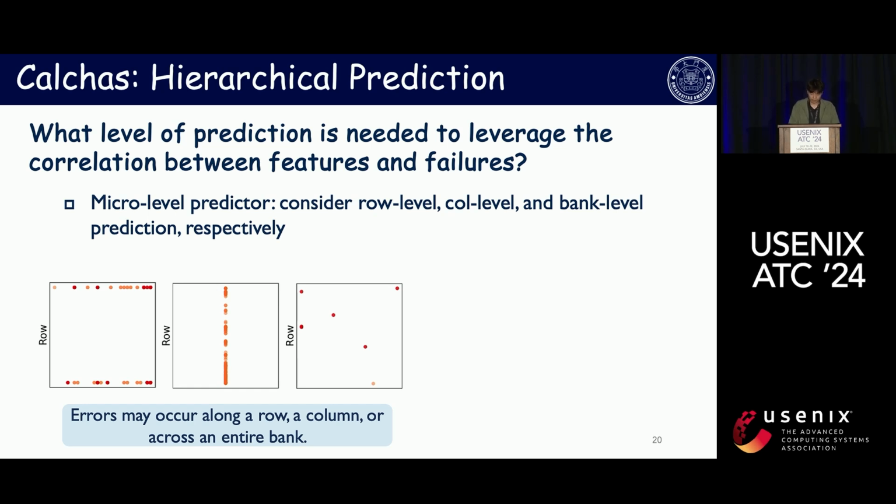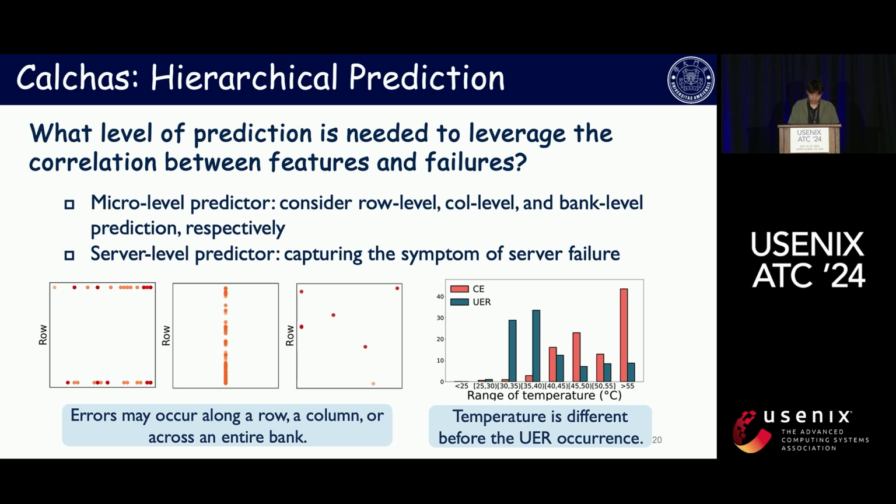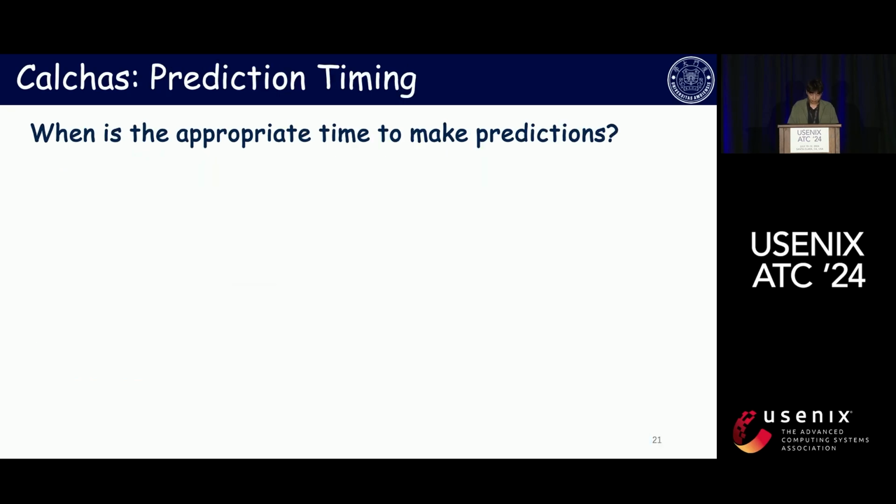In our analysis, we also find the power of the server and the temperature collected from the MPU have a correlation with HBM errors. To capture the symptoms of HBM-caused server failures, we further consider the server-level predictor. We can achieve a comprehensive prediction by combining different level predictors.